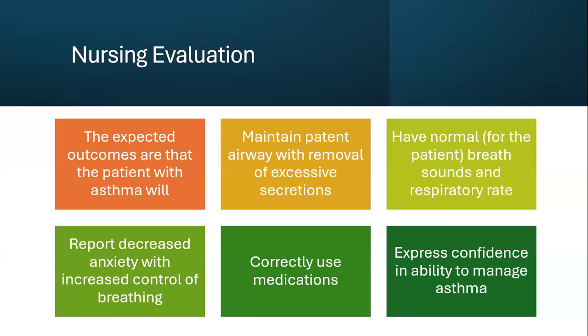Okay, the last part of the nursing process is the nursing evaluation. Here are some things that you need to evaluate from the patient to make sure the intervention is going well. The expected outcomes for the patient with asthma are to maintain a patent airway with removal of excessive secretions, have normal breath sounds and respiratory rate, report decreased anxiety with increased control of breathing, correctly use medication, and be able to express confidence in their ability to manage asthma.